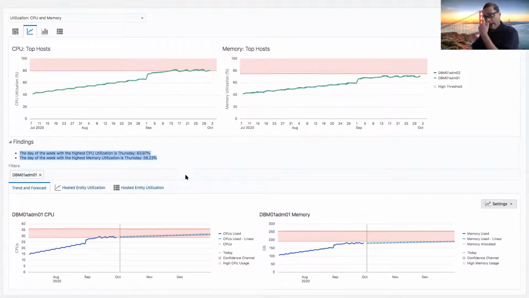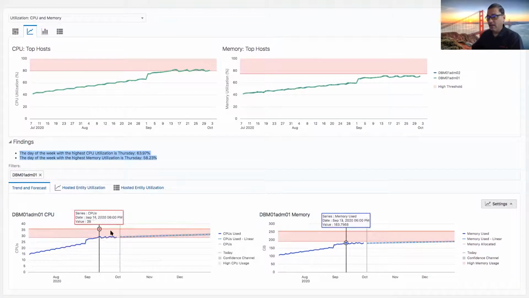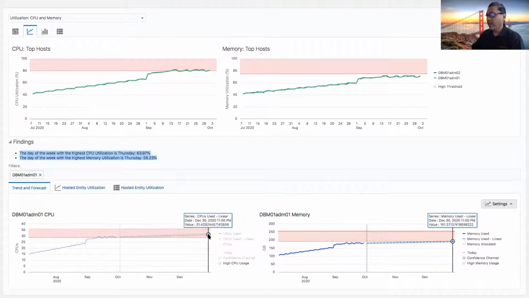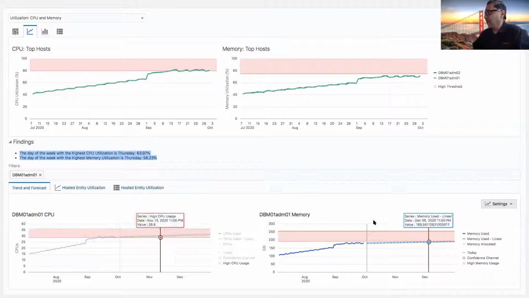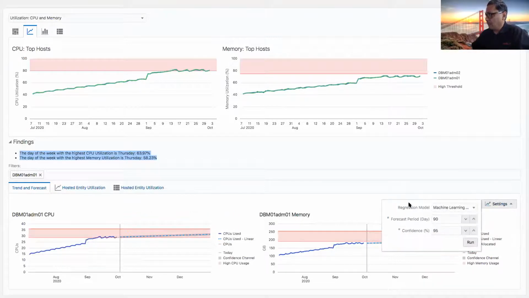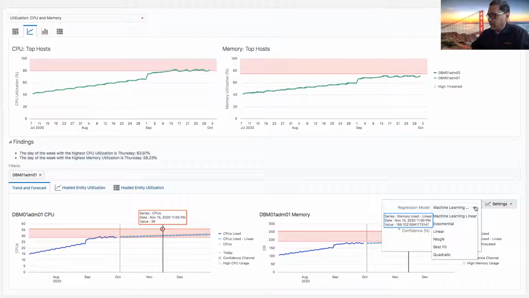Okay. Now the forecasting part. Here I'm forecasting 90 days in advance because that's the time period I am on right now. On January 1st, 2021, my requirement will be 31 cores. So this gives me the lead time. Here are my regression models built in. There are 6 regression models built in here.